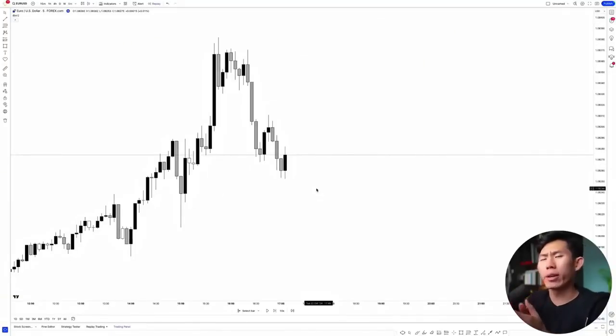Now, how do you actually trade order blocks? Where do you enter and where do you exit? That's what we're going to cover next. I'm going to show you my entire order block strategy from top to bottom.